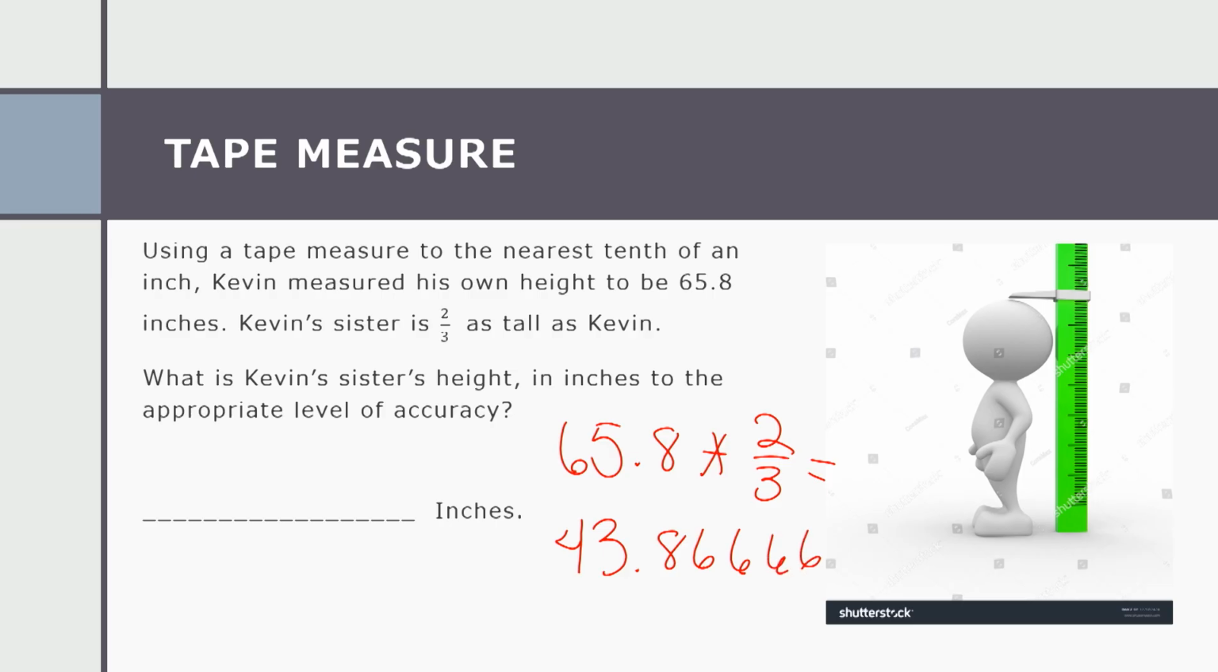43.86666. Now, this problem tells us how we should answer this question. Measure to the nearest tenth. That is 1 decimal. So I've got 43 point, this is my tenth. My 6 tells me I'm going to round up. So I have 43.9 inches. That is how we are using that rounding. Good job.